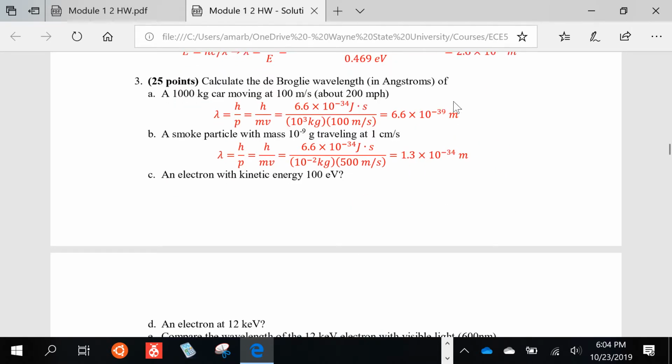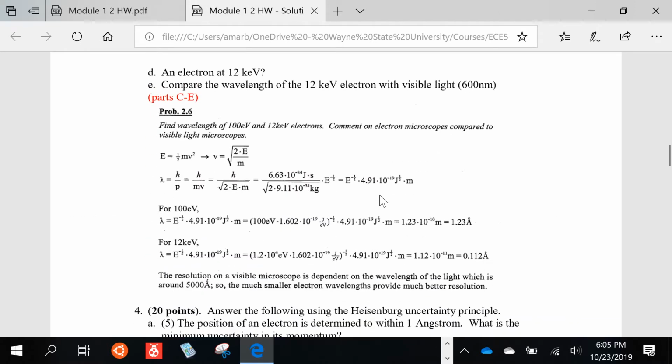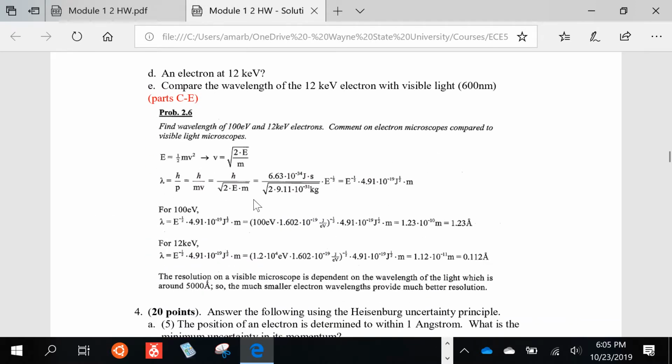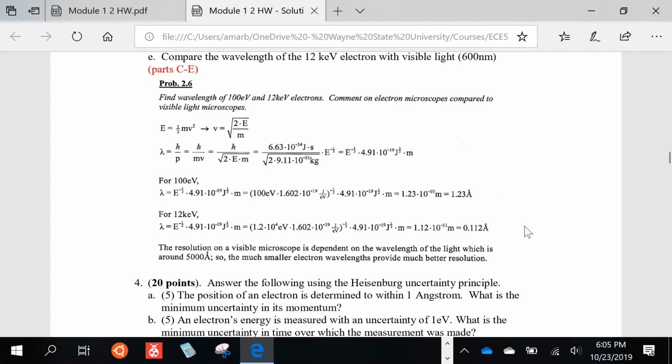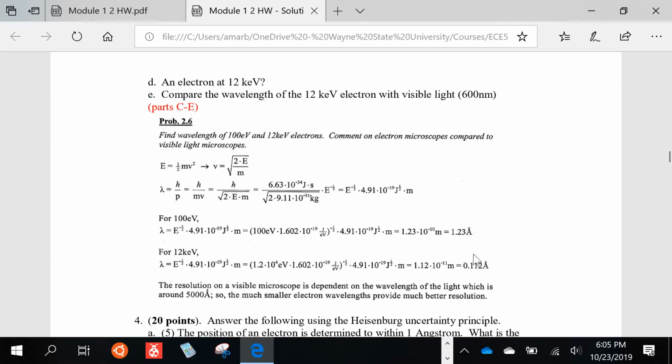You can see that the de Broglie wavelengths for the car and the smoke particle are like 10 to the negative 39, 10 to the negative 34, because the mass in the denominator is large. When you do the same with an electron, the electron has a small mass, 10 to the negative 31, and that's the reason why it ends up having a de Broglie wavelength. It's also quite small, but not as small as these other ones. The de Broglie wavelength for a 12 keV electron turns out to be close to atomic dimensions.